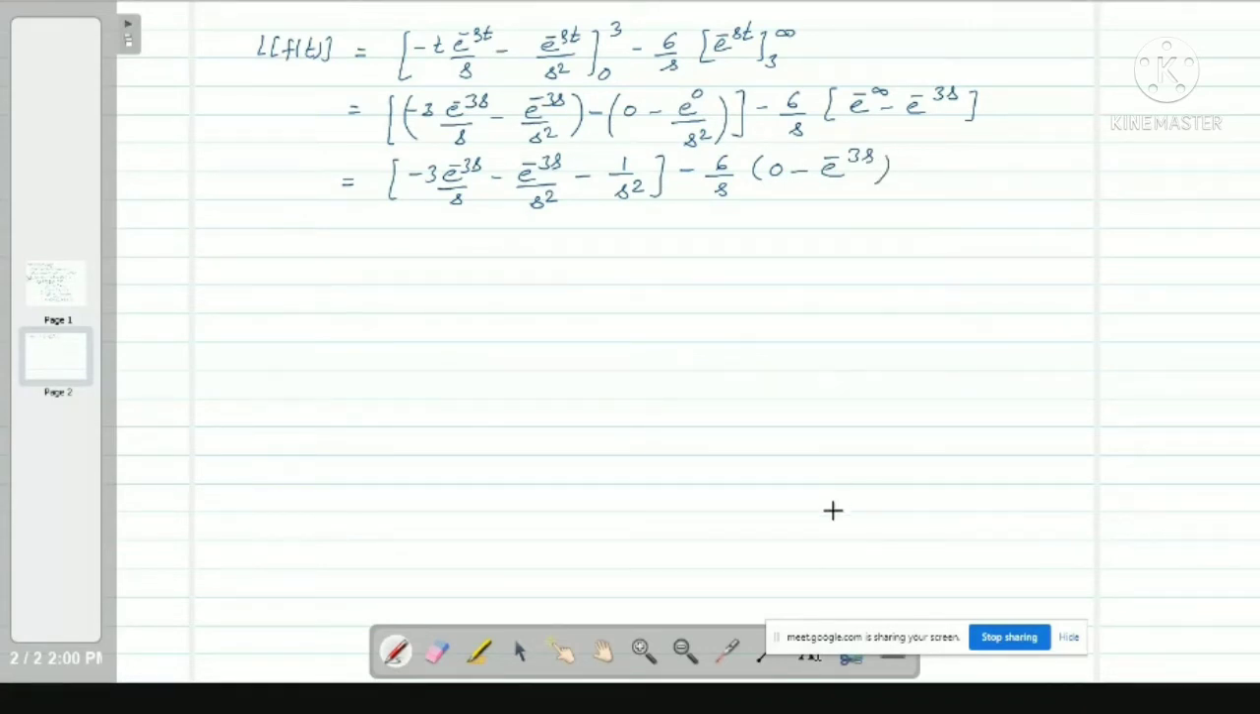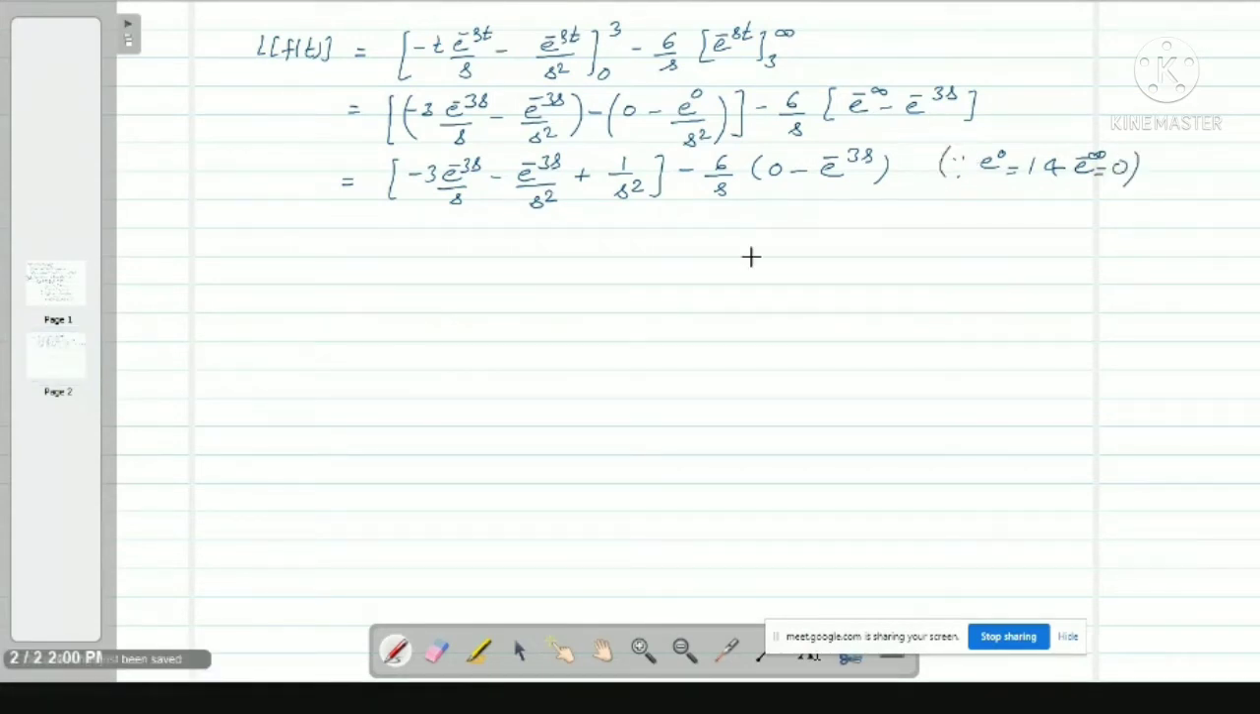Here a plus will come for the 1 upon s square. So this is minus multiplied inside the bracket, so this becomes e raised to 0 is 1, so 1 by s square. So this is a plus sign. Just mention here, since e raised to 0 is 1, and e raised to minus infinity will be 0. You can mention it over here.